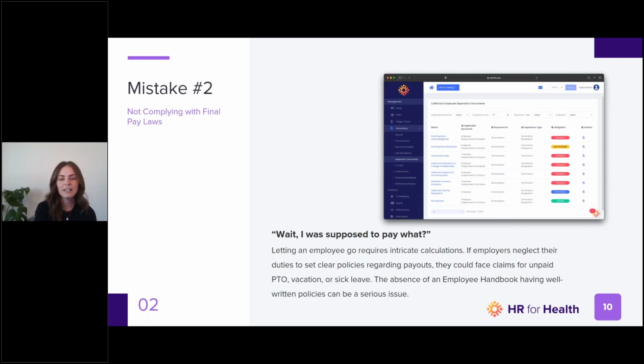So let's say you're in a state that doesn't care if you pay it out or not, but you have to have a policy. If you don't have that policy in place, you actually have to pay out the PTO. So you want to make sure you have an employee handbook in general, but especially the vacation, PTO, and sick leave policies, because otherwise you could be paying hours that you could have potentially avoided if you said in your handbook that you don't pay it out. So again, there are different rules for every state, like everything. Don't worry, we have you covered.